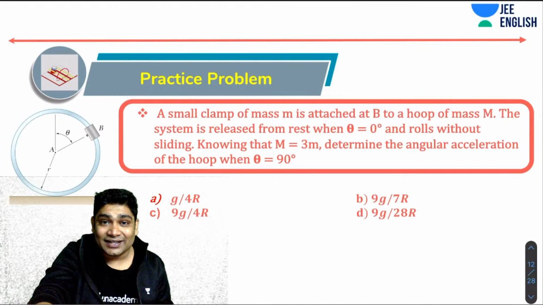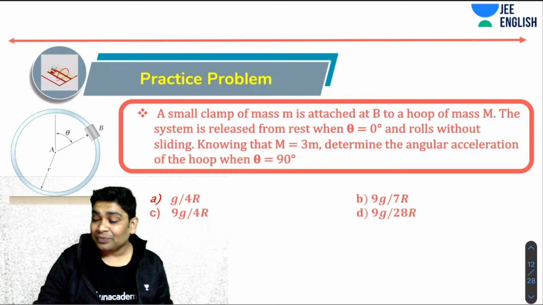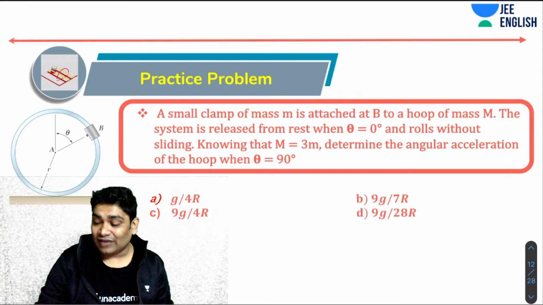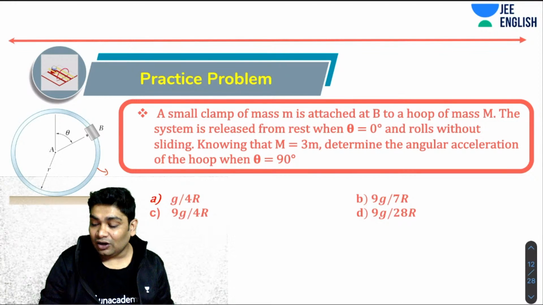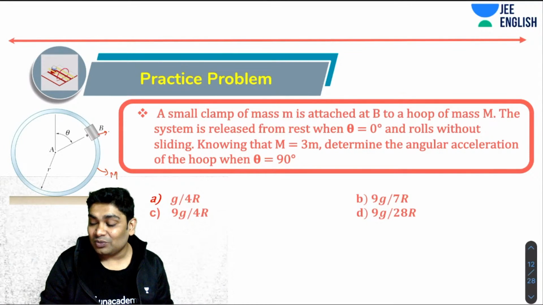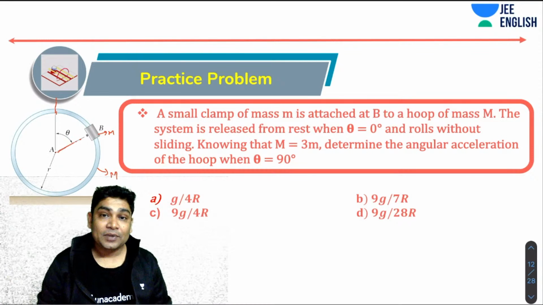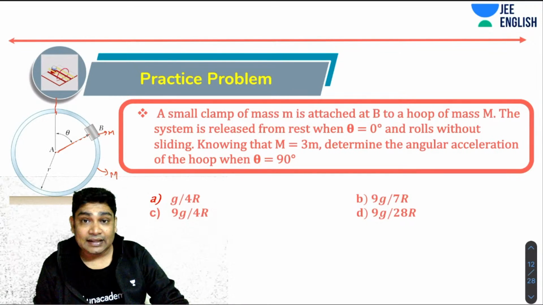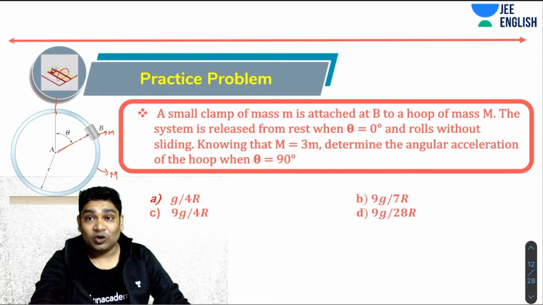So here is the situation that has been shown to you. This is a hoop that has a mass of capital M, right? Along with this, at point B, you have attached a mass small m, and this is the angle theta. So angle theta is the angle with the vertical of the line joining the center of the hoop and this point. So when theta was 0, this system was released from rest.